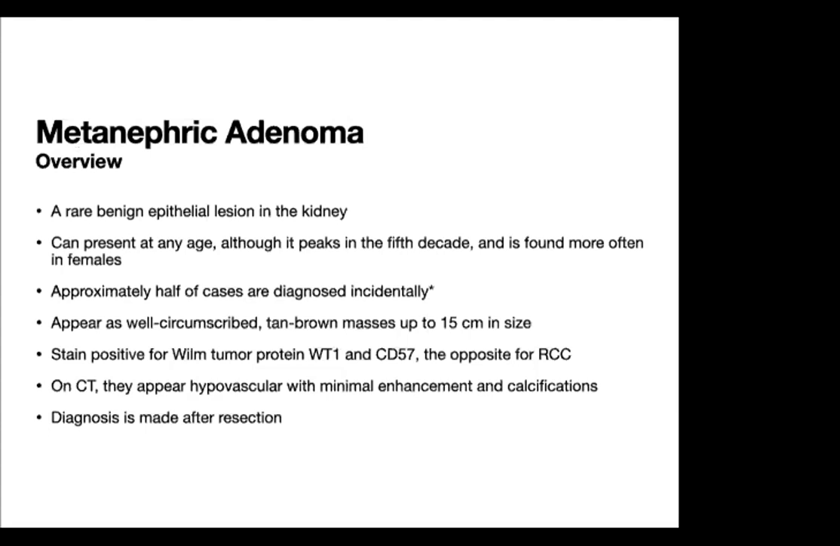They appear as well-circumscribed tan-brown masses up to 15 centimeters in size. They stain positively for Wilms tumor protein WT1 and CD57, which is the opposite for RCC. On CT, they appear hypovascular with minimal enhancement and calcifications. Like the other tumors, diagnosis is made after resection.